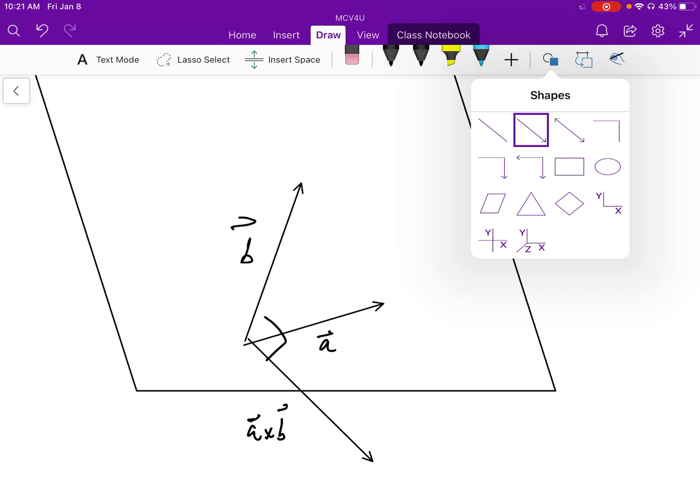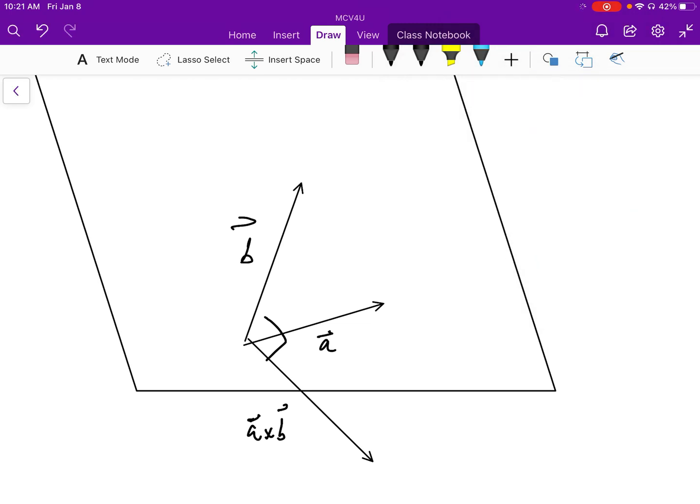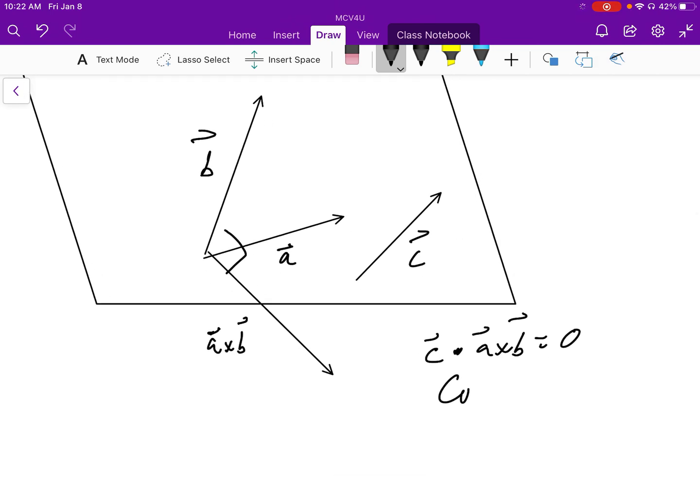So if we have a third vector that is on the plane itself, let's call this third vector C, then A cross B is perpendicular to C. Since A cross B is perpendicular to C, when we dot C with A cross B, we know that the dot product is going to be 0. That's the idea there. That's if they're all coplanar. So hopefully that's a little clearer.